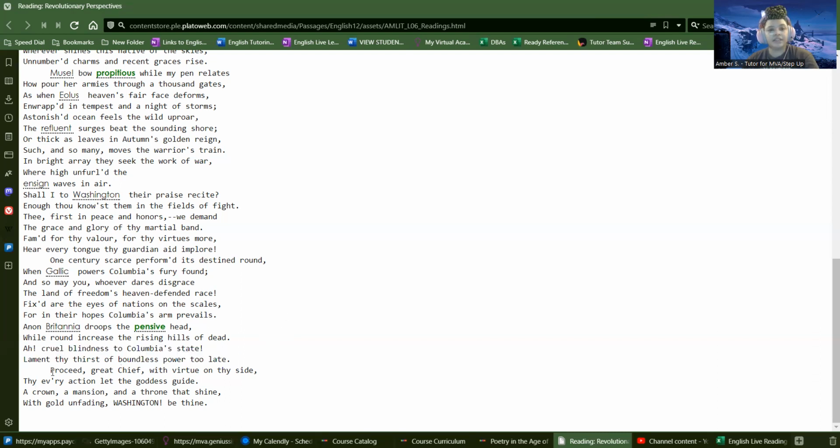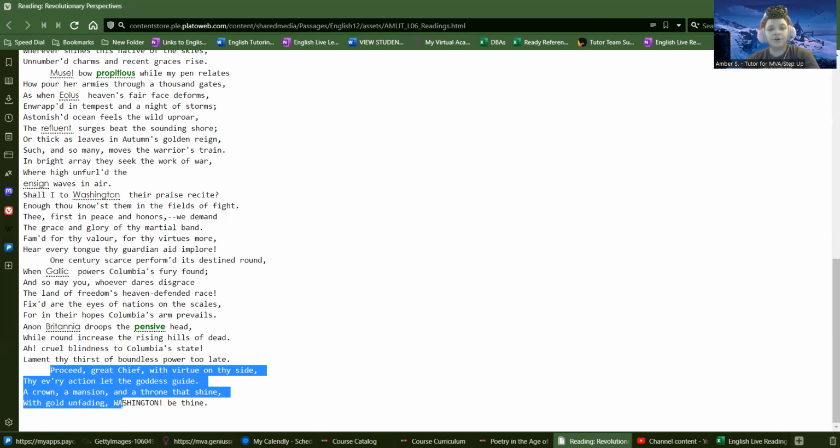So now we're in this last stanza here. "Proceed, great chief." So great chief is her referring to Washington, since he's in charge of the army. "With virtue on thy side." So by virtue, it means moral standing and good character. "Thy every action let the goddess guide." So let the spirit of America guide your every action. "A crown, a mansion, and a throne that shine, with gold unfading Washington be thine."